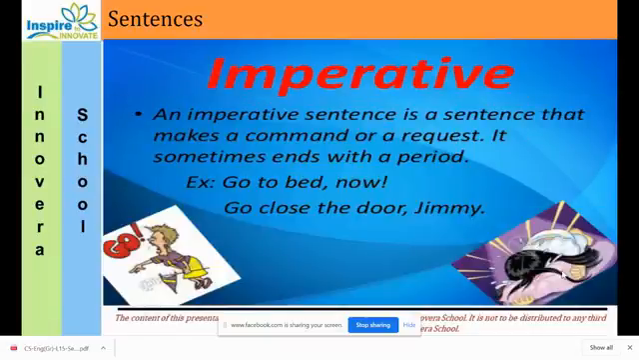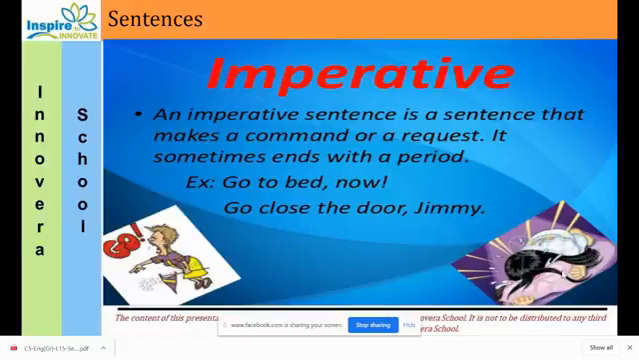Now imperative sentence. What is an imperative sentence? Whenever we need to make a request or pass an order or demand, we use an imperative sentence. Okay. So an imperative sentence is a sentence that makes a command or a request. If you need to give a command or request, we use an imperative sentence. It sometimes ends with a period and sometimes with an exclamation mark.